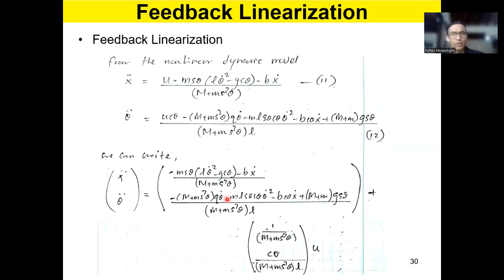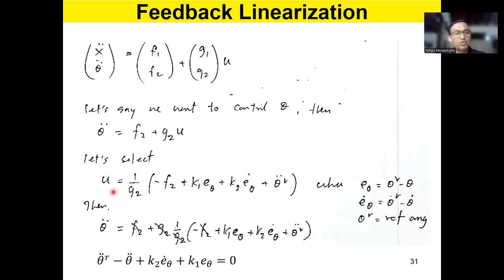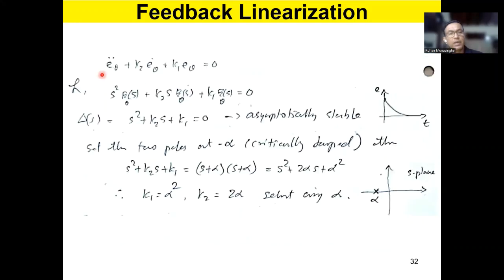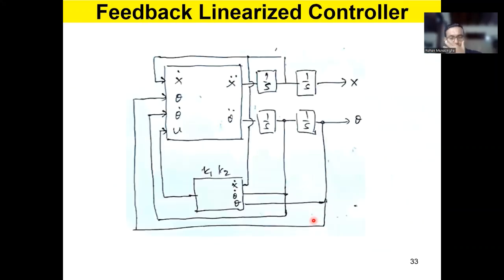You can do the calculation inside the controller. These nonlinear terms are calculated inside the controller and generate U, and you put it up over here and you control P double dot. When you do that, this is your feedback linearized controller, right? There's no linear quadratic regulator anymore.